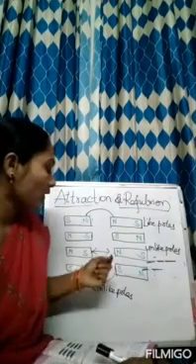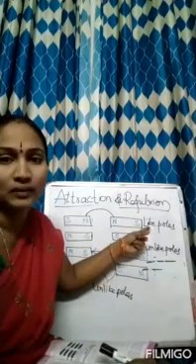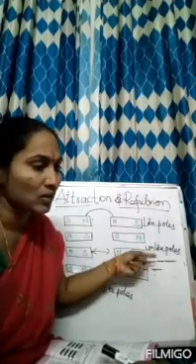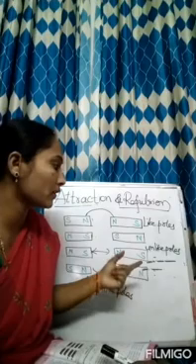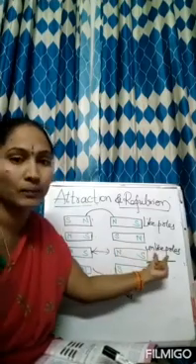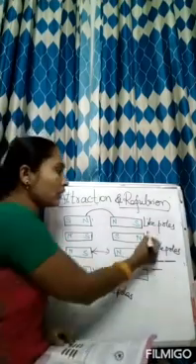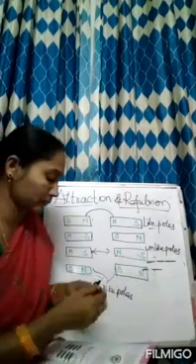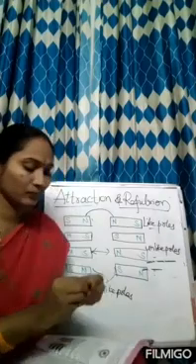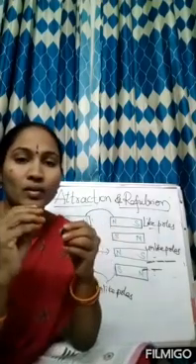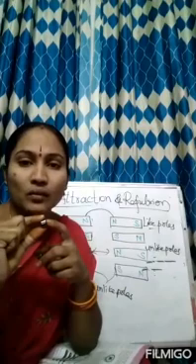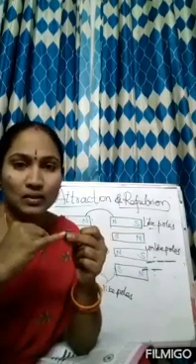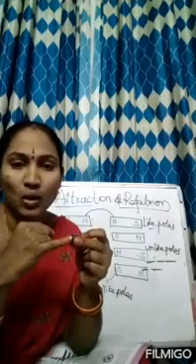So, like poles do not attract. Unlike poles attract. So, attraction takes place between unlike poles and repulsion takes place between like poles. For this, we will do an experiment. In this magnet, this is the North Pole and this is the South Pole. Here also, this is the North Pole and this is the South Pole.